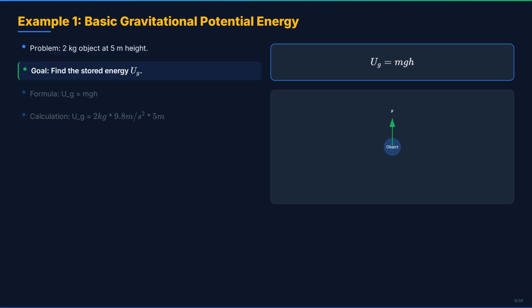We plug in the numbers. Mass is 2 kilograms, g is 9.8 meters per second squared, and the height is 5 meters. Make sure your units are all standard SI units.